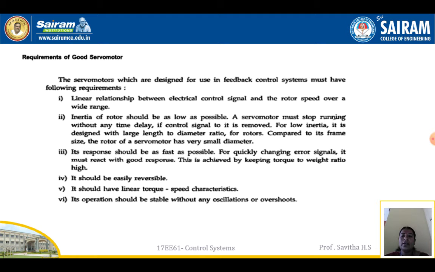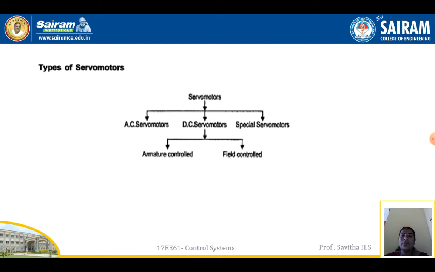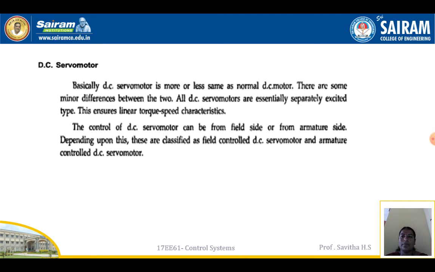It should be easily reversible. It should have linear torque speed characteristics. Its operation should be stable without any oscillations or overshoots. Types of servo motors. Servo motors are divided into AC servo motors, DC servo motors and special servo motors. DC servo motors are divided into two types, armature controlled and field controlled.